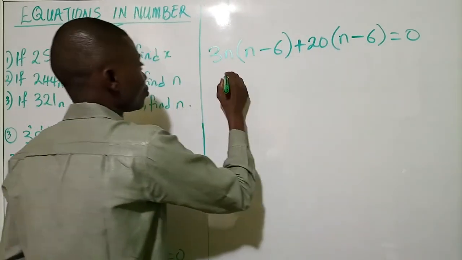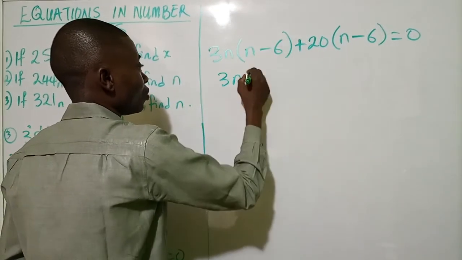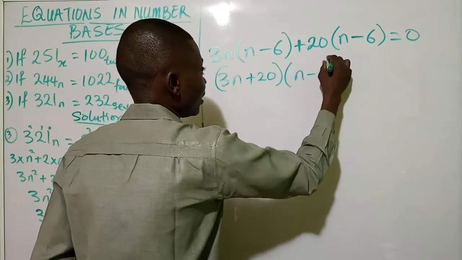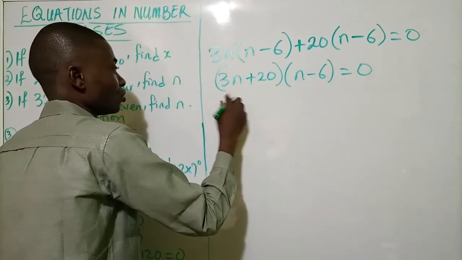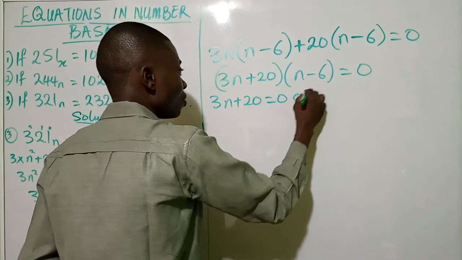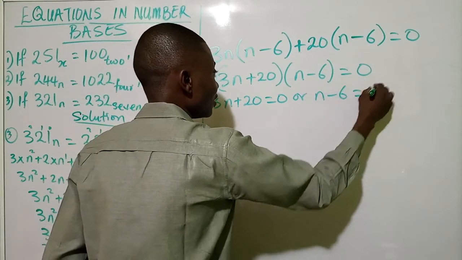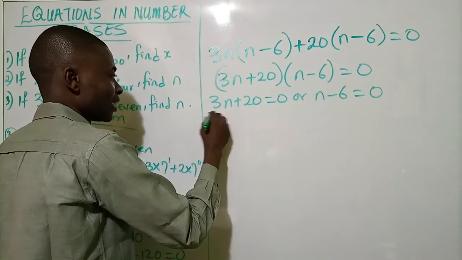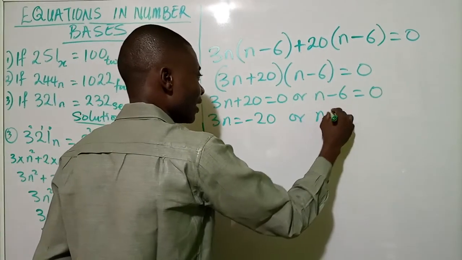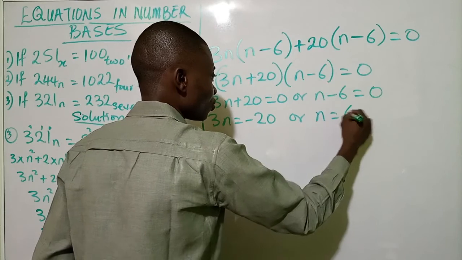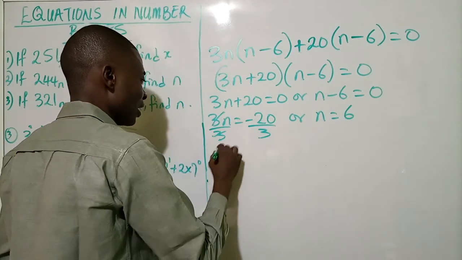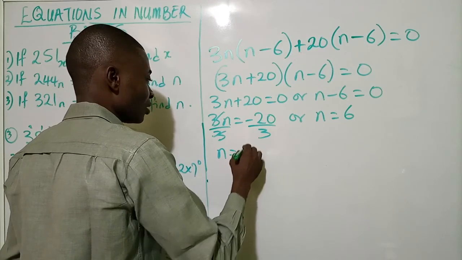This and this are the same. So pick one: 3n plus 20, open bracket, n minus 6 equals 0. So this is saying 3n plus 20 equals 0, or n minus 6 equals 0. Collect like terms. 3n equals minus 20, or n equals 6. So divide both sides by 3. So n is equal to what?